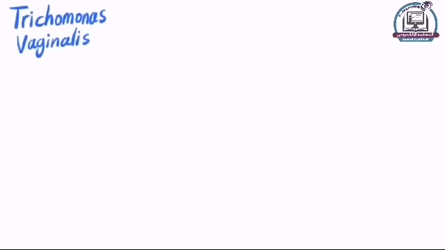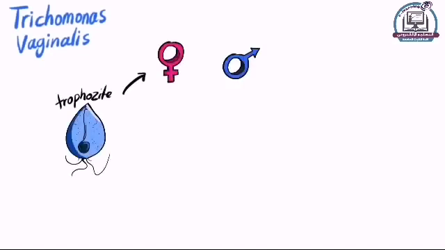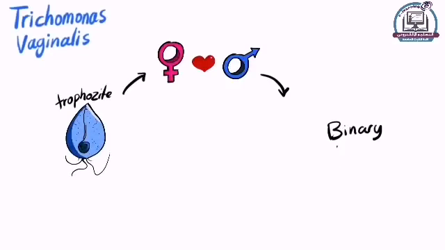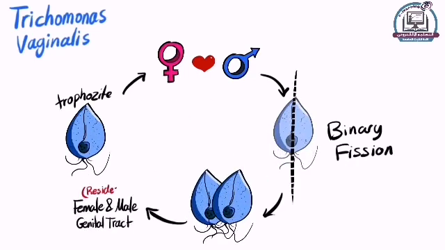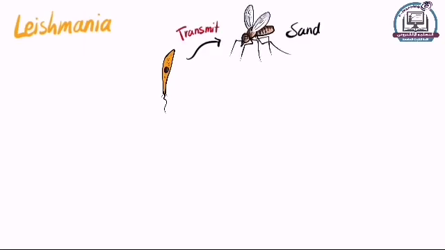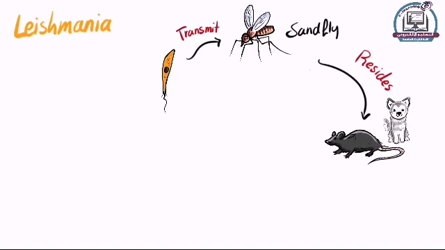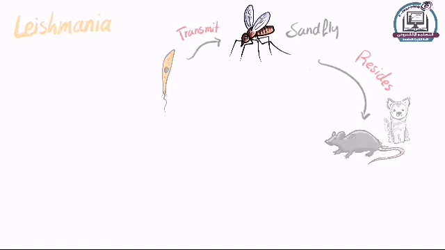On the other hand, Trichomonas vaginalis is transmitted via sexual contact and replicates its trophozoites without forming any cysts. It usually resides in the female genital tract and the male urethra and prostate. Thirdly, we have Leishmanias. Leishmanias are usually transmitted via sandflies, and it resides in animals such as rodents or dogs. So the vector of transmission are the sandflies, and the reservoir of the parasite are the rodents and dogs.